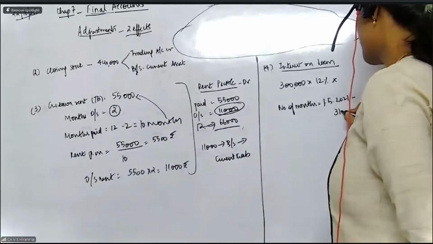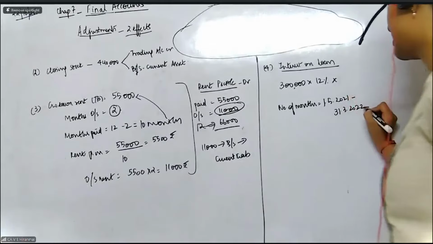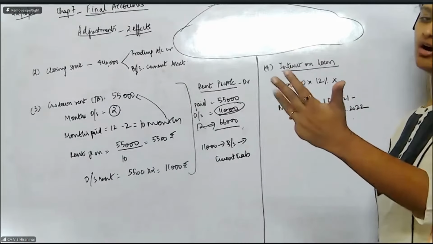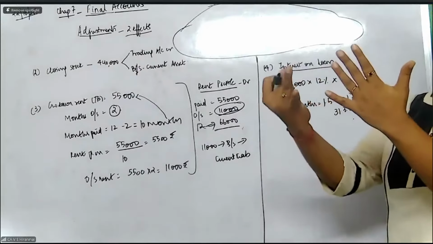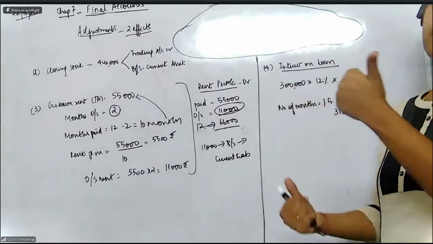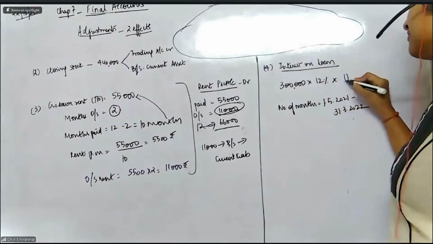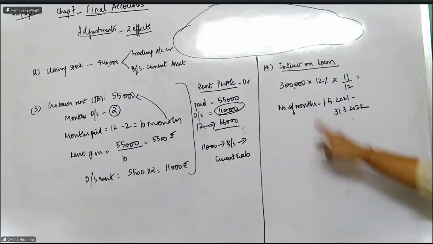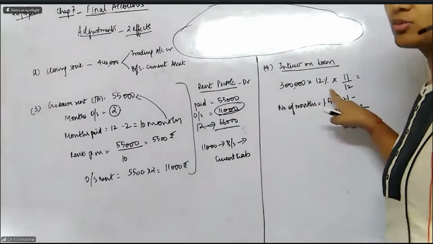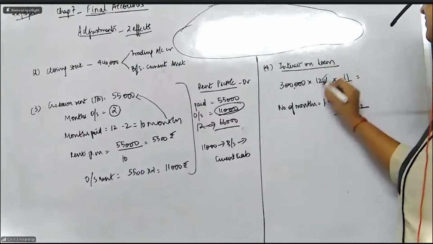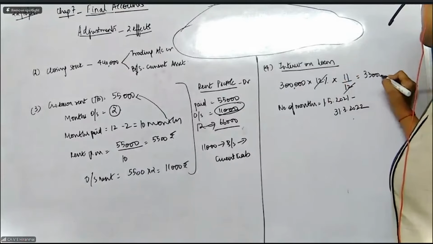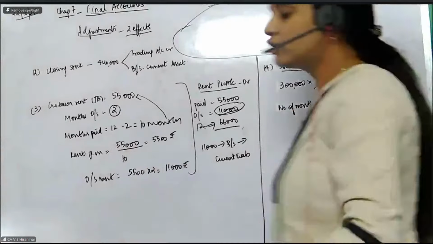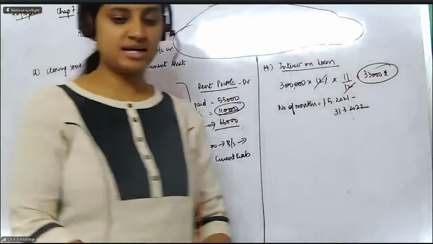So from 1st of May 2021 to 31st of March 2022, how many months? May, June, July, August, September, October, November, December, January, February, March. So it is 11 months, 11 divided by 12. Okay, because 12 percent is for the year, so I am dividing it by 12. What is the entire value I am getting? 33,000 rupees is the total interest I have to pay. To whom? To Mr. Vishwanath. I have taken the loan.